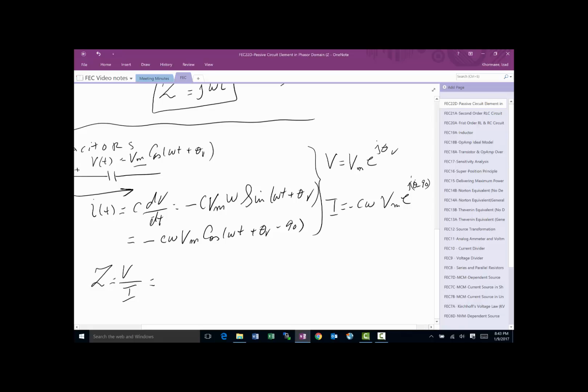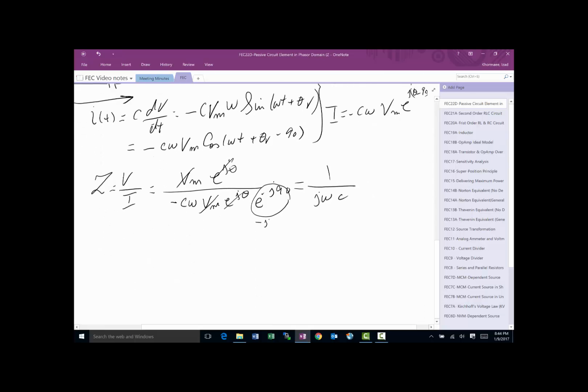Great. So now when we divide those, the top is Vm e^(jθ_v), and the bottom is minus Cω Vm e^(jθ_v) e^(−j90). I'm going to separate those so it's easier to see. So this cancels that, this cancels that, and from the earlier work we did, if you go to rectangular form, e^(−j90) is simply minus j. So now we've got 1 over jωC.